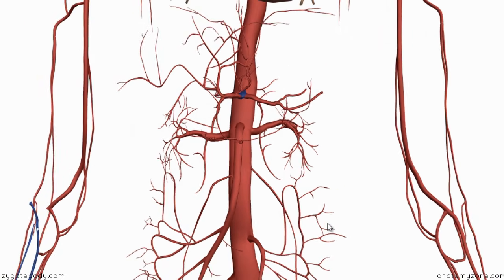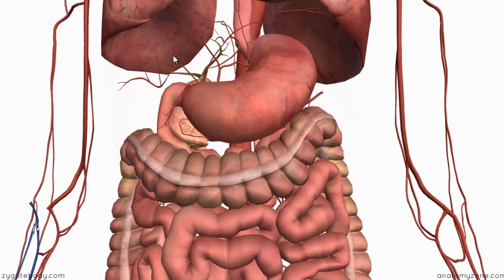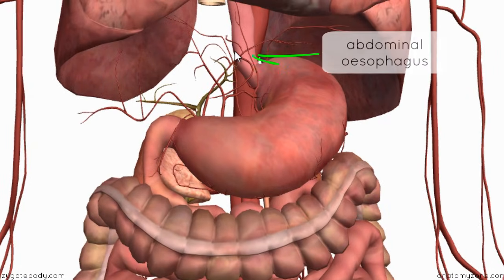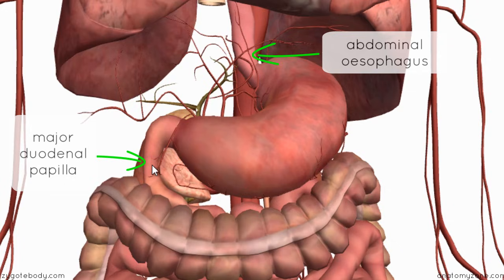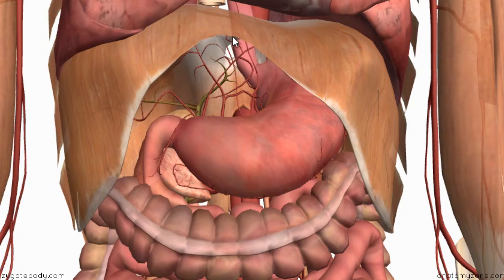So I'll just bring these structures in and show you what they are exactly. So the foregut runs from the abdominal esophagus down to the major duodenal papilla, where the bile duct empties into the descending part of the duodenum, so roughly midway down the duodenum. So the abdominal esophagus is the bit of esophagus distally, just after it perforates the diaphragm. So the foregut runs from this part of the esophagus, contains the stomach, the first part of the duodenum, and it ends at the major duodenal papilla.